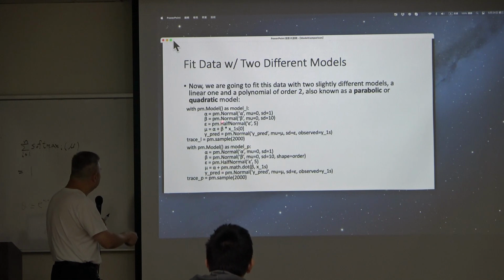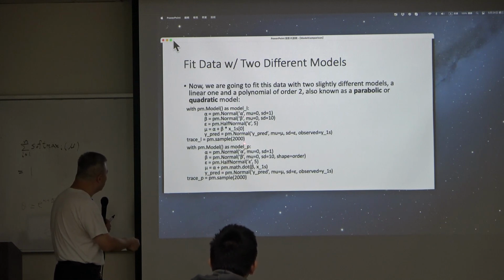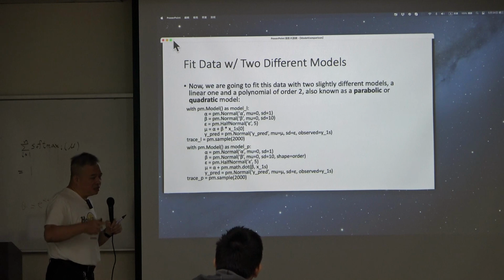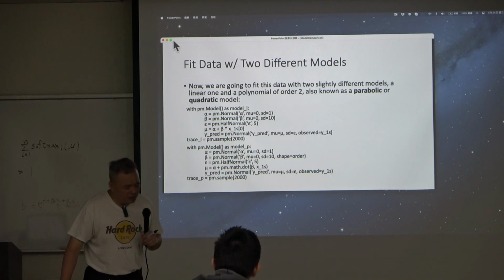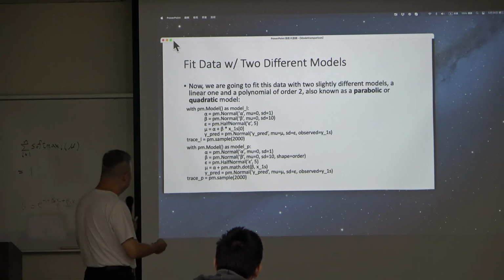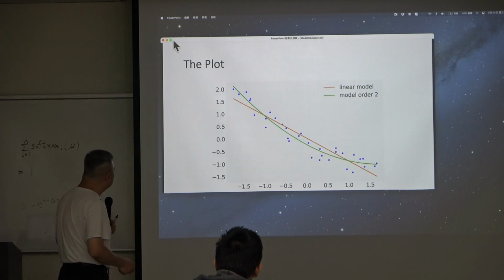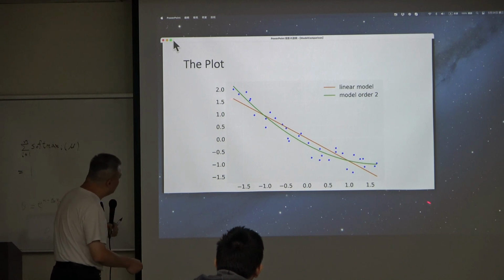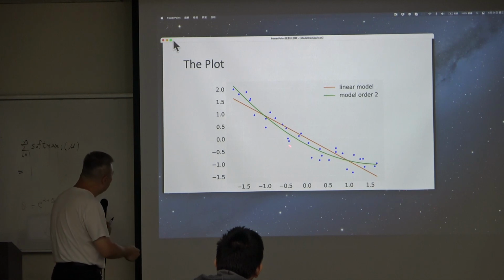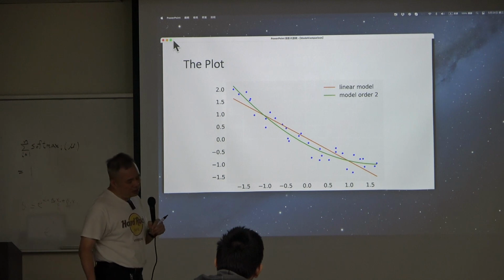The first one is called model L. The second one is called model P. Obviously the first one is a linear model, and the second one is a polynomial model. So that's why they get those names. Then we can plot the mean fit for both models, and it looks like this. The orange one represents the linear model, and the blue line indicates the polynomial model, of order 2.